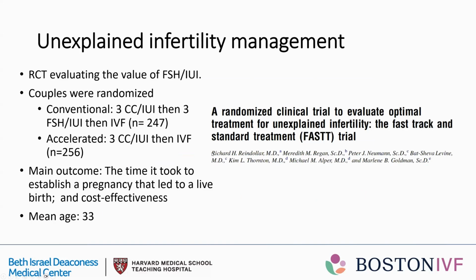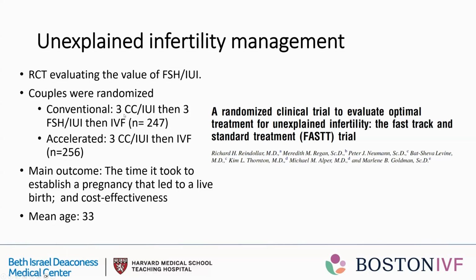Next, I wanted to briefly talk about 2 big RCTs that we always quote and frequently reference, and both of them were published by members of our group. The first one is the FAST trial, an RCT looking at the value of a gonadotropin IUI, so FSH IUI, which is another one of the agents that we talked about that we can use. The couples were randomized to either the conventional or the accelerated arm.